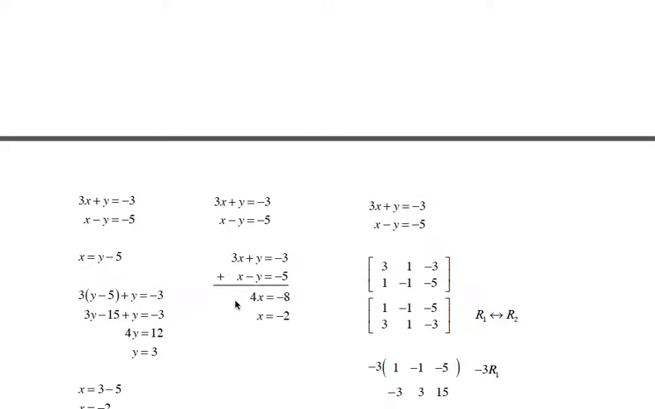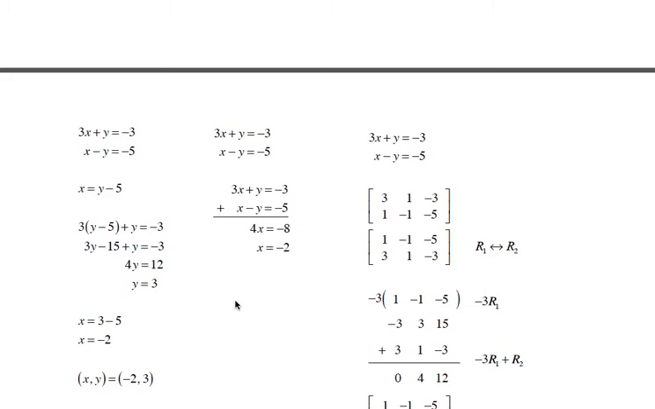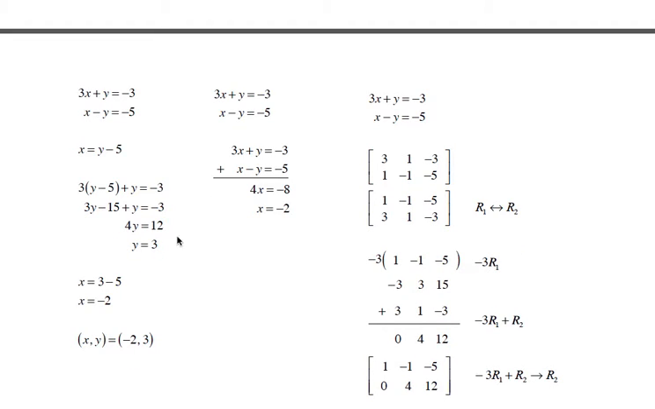Now the next system is 3x plus y equals negative 3 and x minus y is equal to negative 5. And in this first column I'm performing substitution. By adding y to both sides, I isolate the x in the second equation. I could have isolated the y in this first equation, but I chose to isolate the x. So my new expression for x is y minus 5.